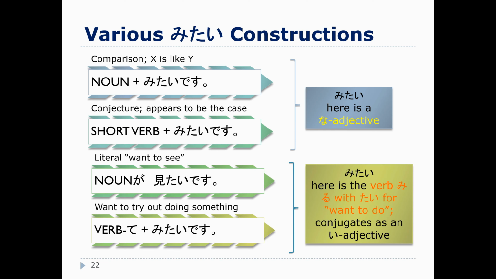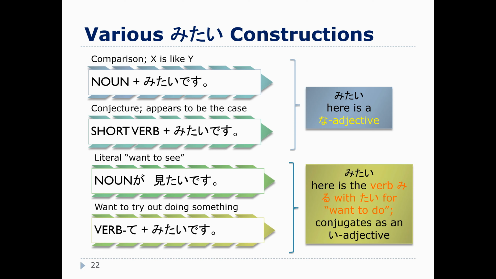So, the ones that we talked about in this chapter are noun plus みたいです, a comparison, so something is like something else, and a short form verb plus みたいです, a conjecture, so you think something appears to be the case. This みたい is a na adjective.